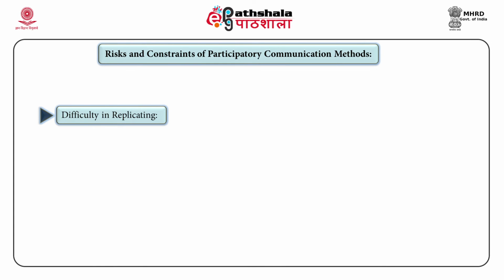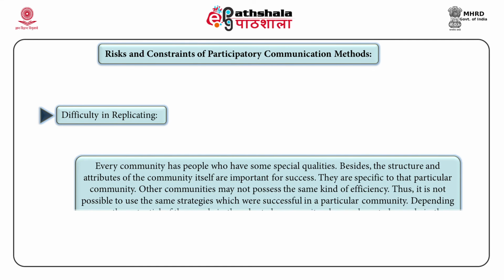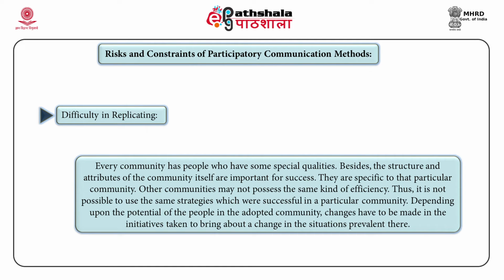Difficulty in replicating is the second risk that is involved in participatory communication methods. Every community has people who have some special qualities. Besides, the structure and attributes of the community itself are important for success. They are specific to that particular community. Other communities may not possess the same kind of efficiency. Thus, it is not possible to use the same strategies which were successful in a particular community. Depending upon the potential of the people in the adopted community, changes have to be made in the initiatives taken to bring about a change in the situations prevalent there.